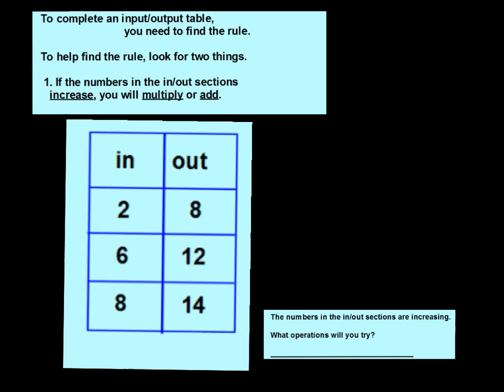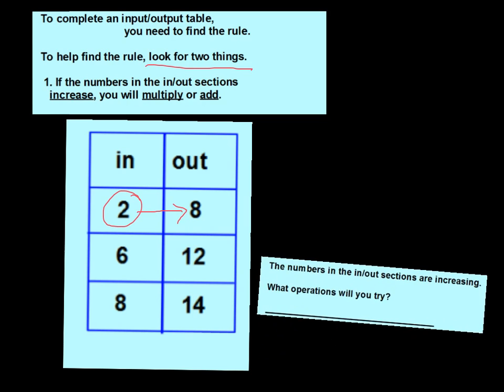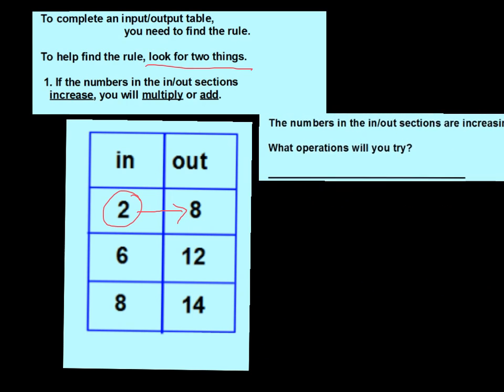So let's first start with the 2 and draw an arrow from the 2 to the 8. That's what we're going to start. We're going to find the rule. To help find the rule, we're going to look for 2 things. If the numbers in the in and out sections increase, we will multiply or add. So going from the 2 to the 8, are we increasing or decreasing? Hopefully you're saying increasing because that's what it's doing.